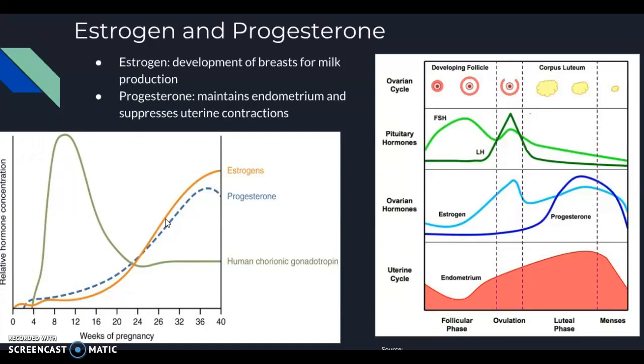If you move to the image on the left, you can see that estrogen and progesterone are increasing throughout the pregnancy, and this is important to note because these hormones are so important for pregnancy. If there's low progesterone, there could be a miscarriage.